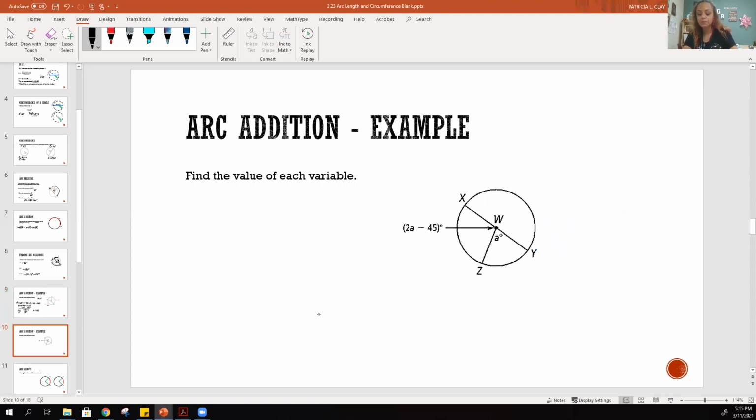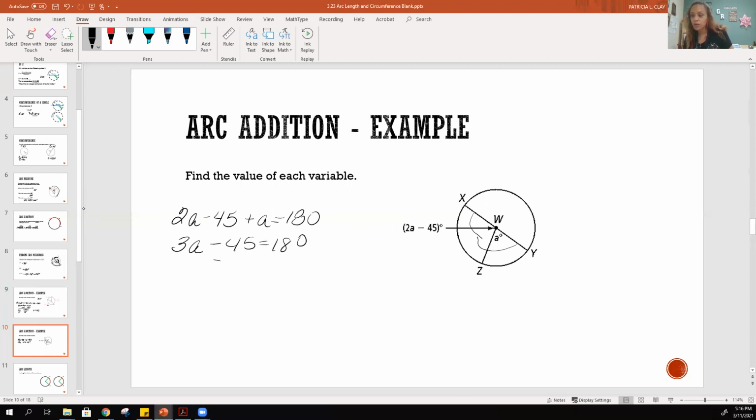Let's do another one. Okay. So for this one, I still have a variable that I need to find. This time I have A. But what do I notice about these? The two that I'm asking about are only on this side. So this is equal to 180 degrees. So I just put both of my expressions: 2A minus 45 plus A is equal to 180. All right, so I have 3A minus 45 is equal to 180.